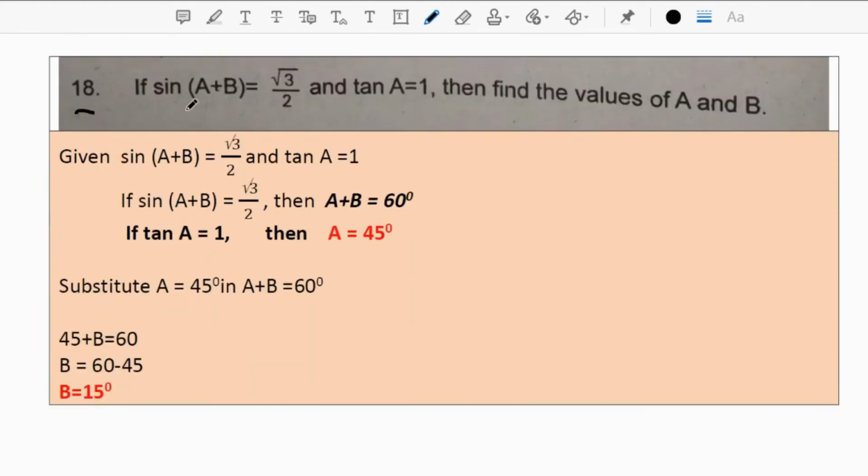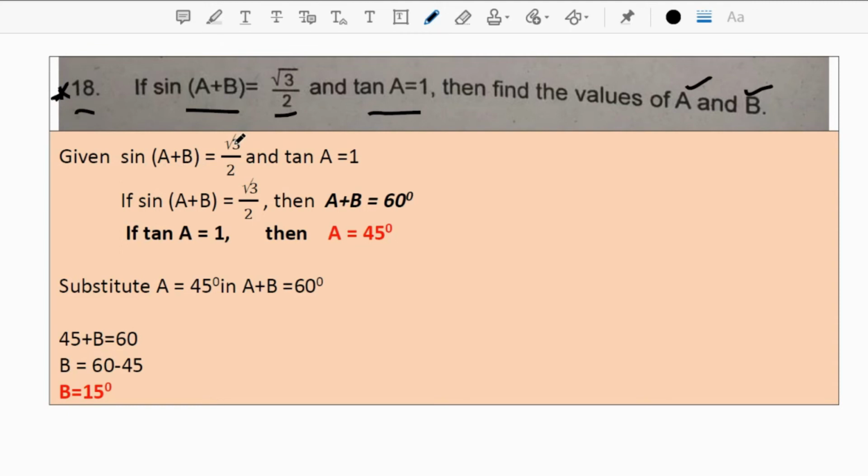18th question, if sin(A plus B) is equal to root 3 by 2 and tan A is equal to 1, find the angles A and B. So this is one of the important expected questions for upcoming SA1 students. Know the procedure. Sin(A plus B) is root 3 by 2 and tan A is 1.